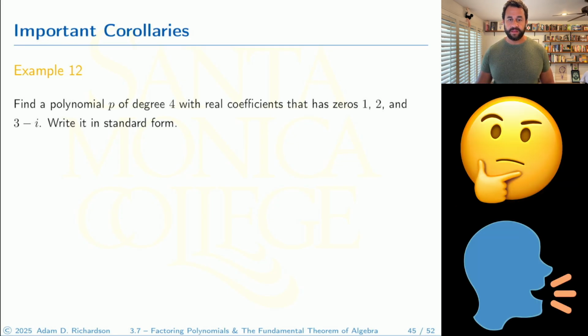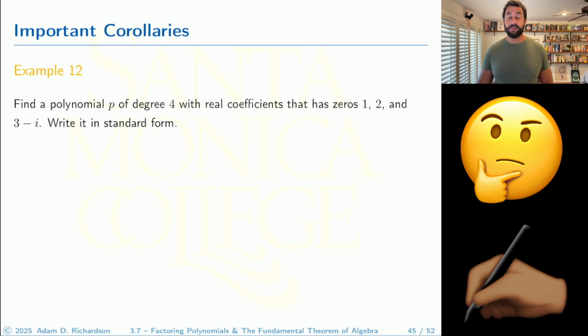Now, give your brain that feedback. Verbalize something. What do you know already given those zeros? Okay. And now try to work it out. Try to write out the polynomial. I'll give you a hint. Try to write it in factored form first.